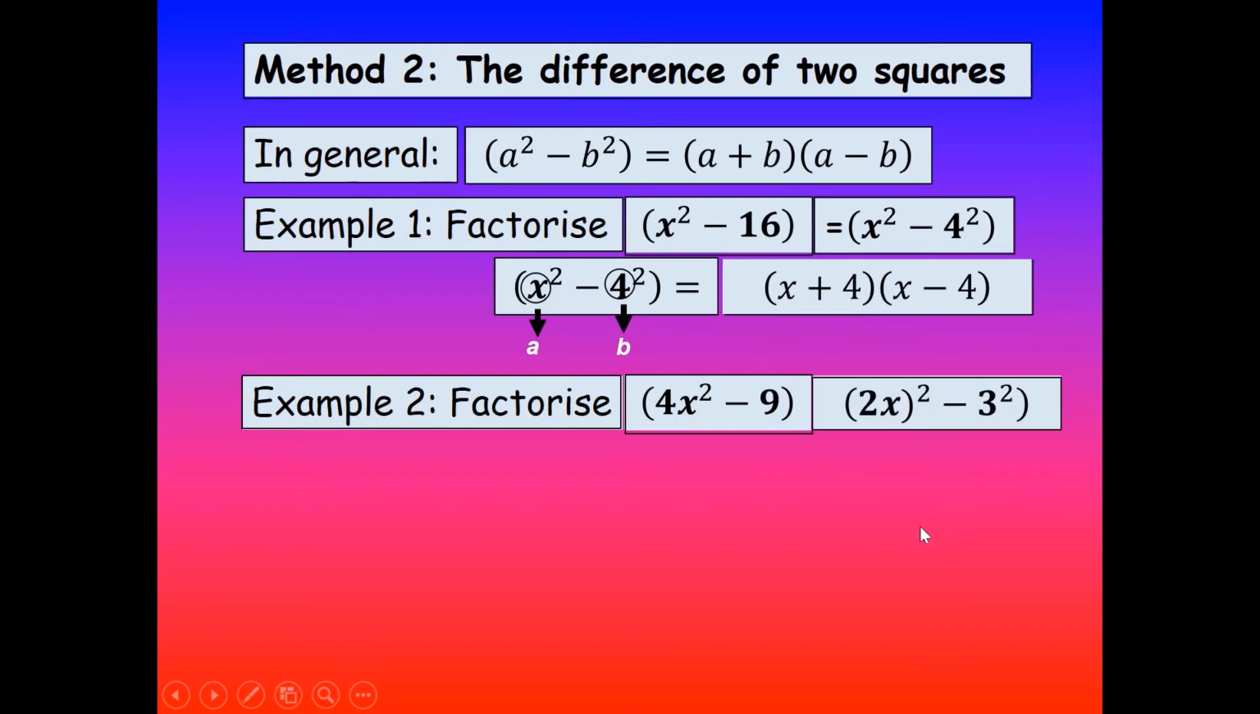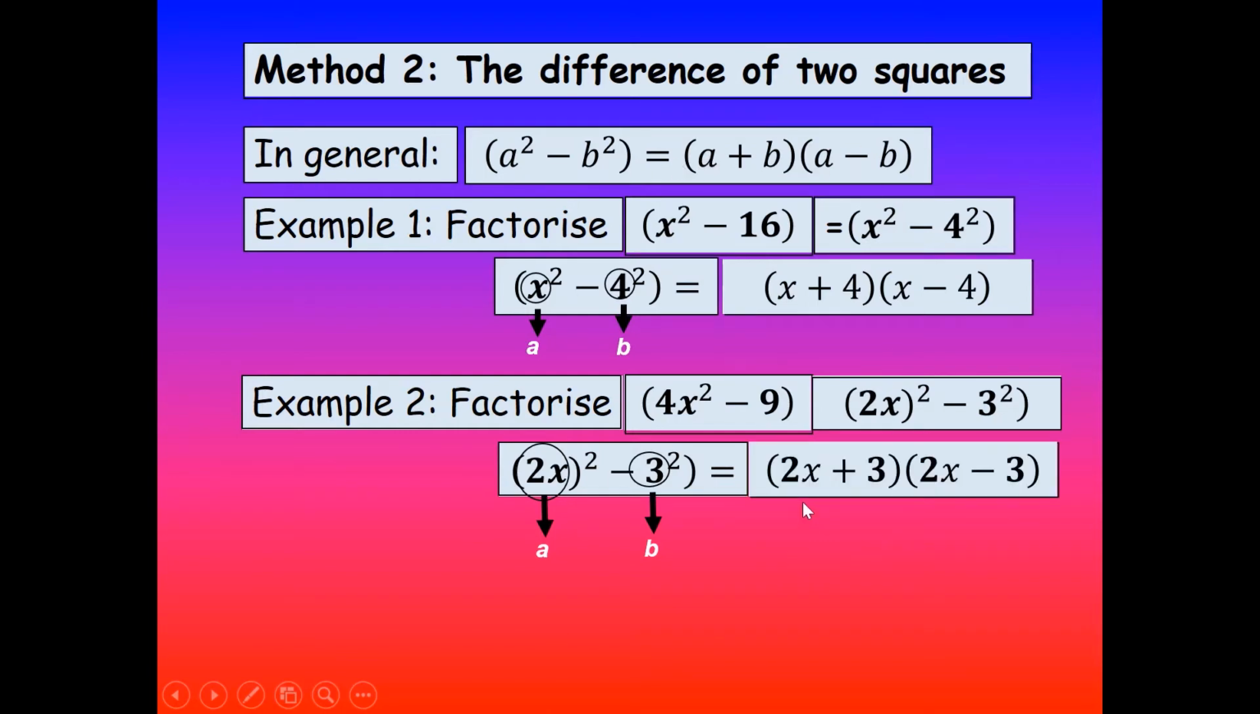So we can quickly do that, but keeping in mind 4x squared is same as 2x multiplied by itself, so it's 2x whole thing squared. This is where students go wrong, so please take extra care. So now this first term here, 2x is your a value and 3 is your b value, and then we just substitute in the general form a plus b into a minus b, and we get the final answer 2x plus 3 into 2x minus 3.